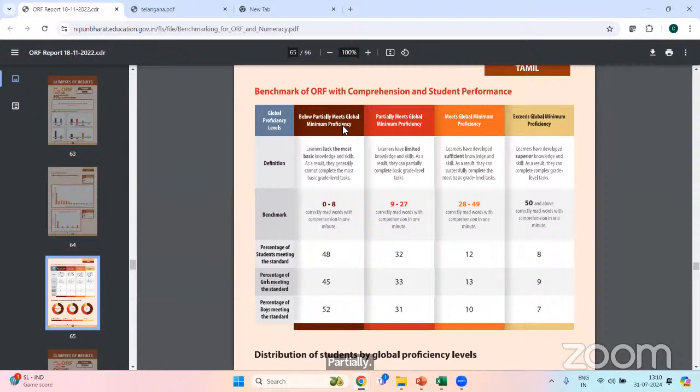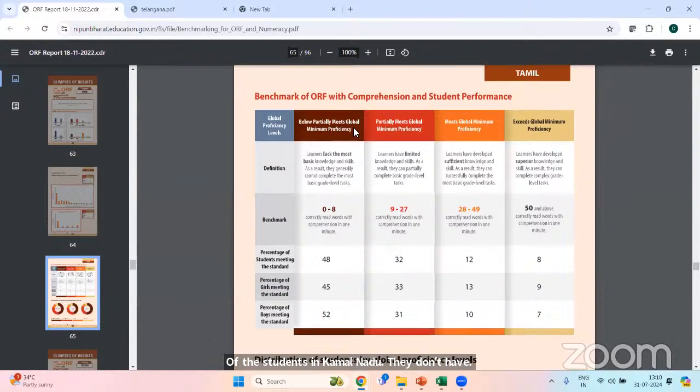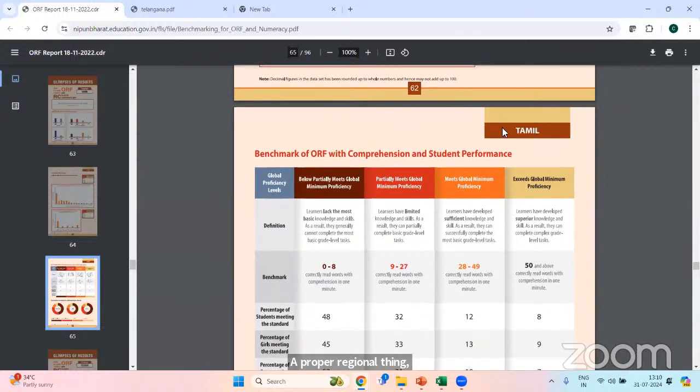So being a student, grade 3, school student, 48% of the students who are in grade 3 in the school are unable to meet the global needs of proficiency, minimum needs of proficiency. So when you have such a thing, look at the first two. They are adding up to 80%, who partially meet and who even do not meet the partial levels also. 80% of the students in Tamil Nadu don't have a proper regional fluency in their own language.